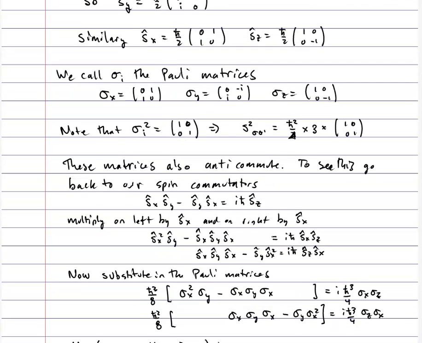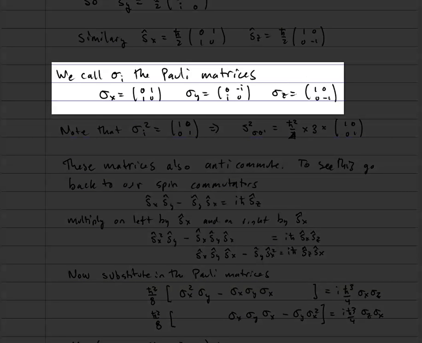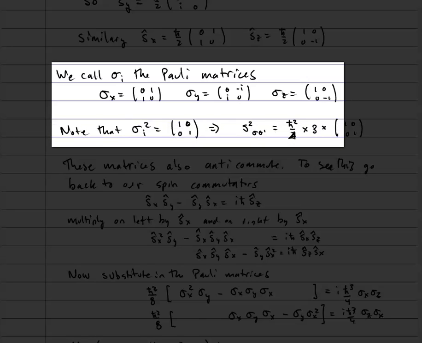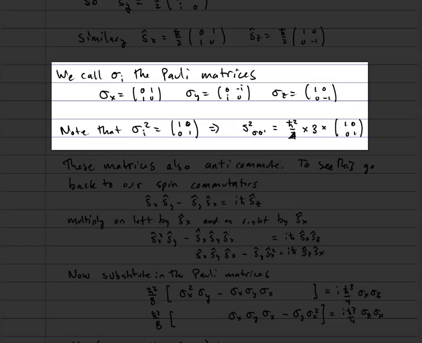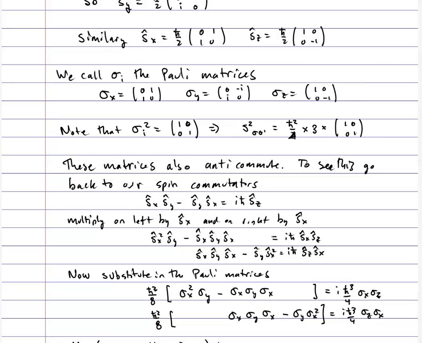So we call these three matrices the Pauli matrices. We have sigma x, sigma y, and sigma z. You can note by just squaring them that each of them squared is equal to the identity matrix. That means that S squared written as a matrix, taking the sigma sigma prime matrix of S squared, is going to give me h bar squared over 4 times the sum of 3 identity matrices. So I'll get 3 h bar squared over 4 times the identity matrix. You should think about what that means corresponding to the fact that the states up and down were both eigenstates of S squared with the same eigenvalue, 3 h bar squared over 4.